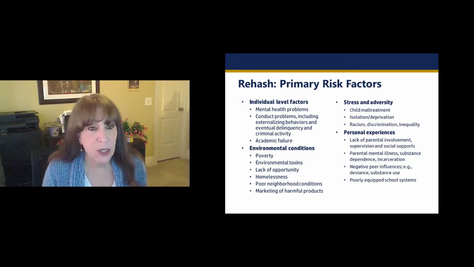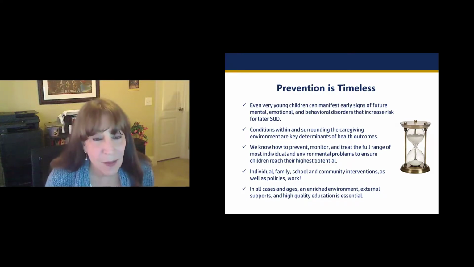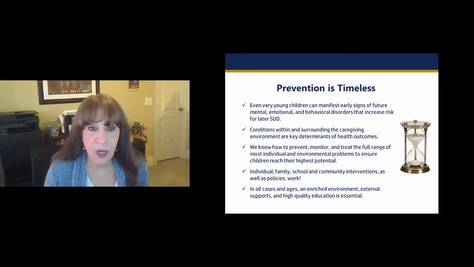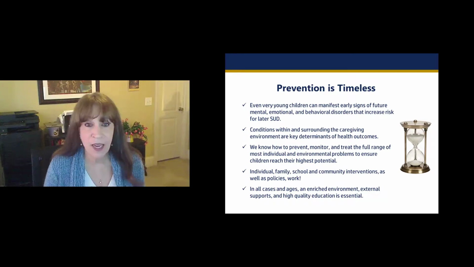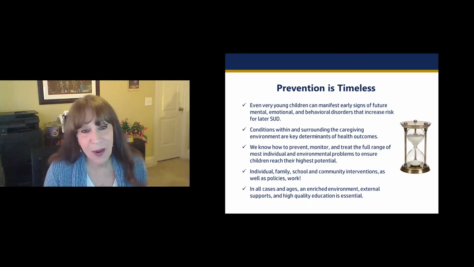So this is just a rehash of our primary risk factors. I'm going to slide through this so that I can get to prevention is timeless and leave enough time for us to have an interaction. Even young children can manifest early signs that increase risk. I think that has come across loud and clear. The conditions of the caregiving environment are key determinants of health outcomes. This one is really important. We know how to prevent, monitor, and treat the full range of most individual and environmental problems.